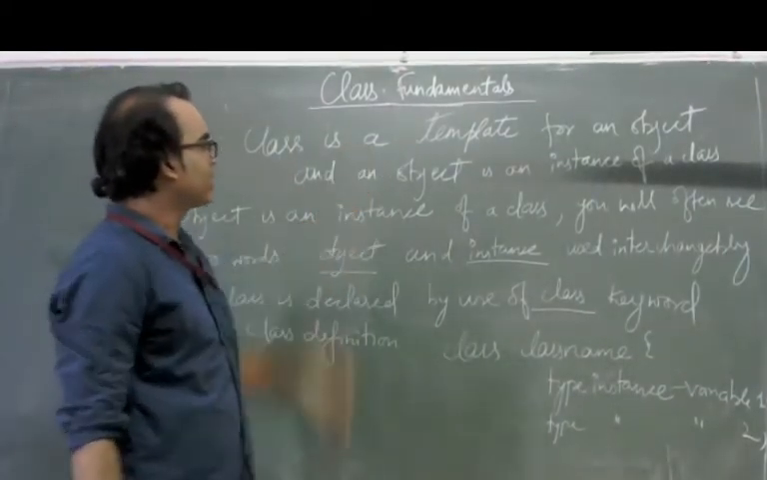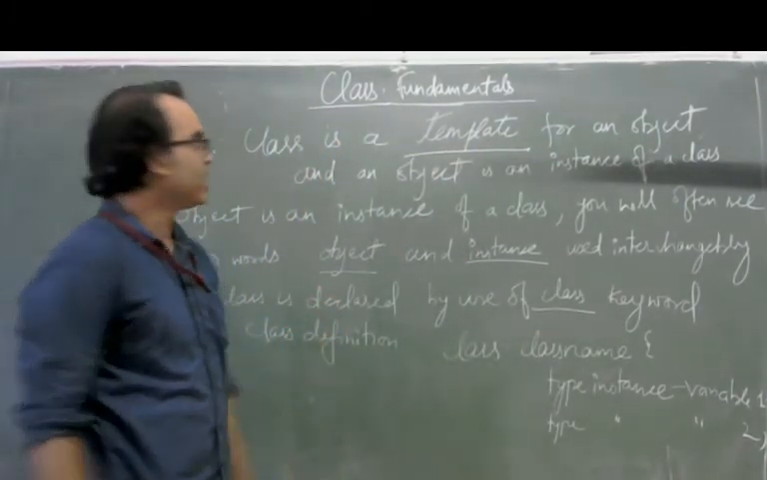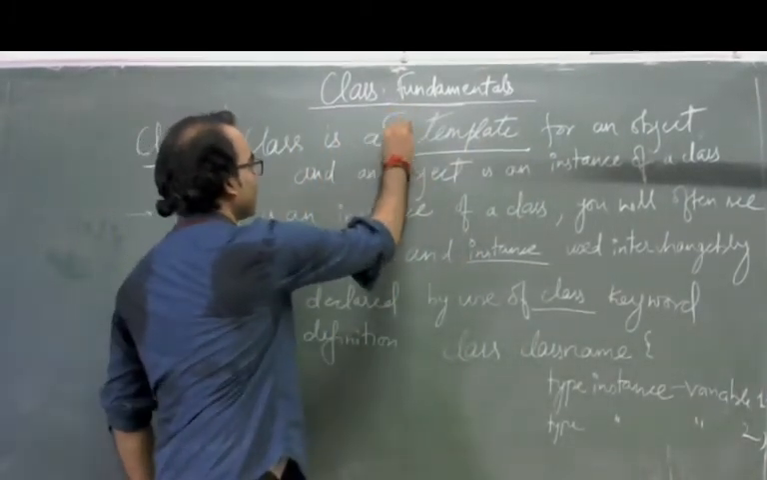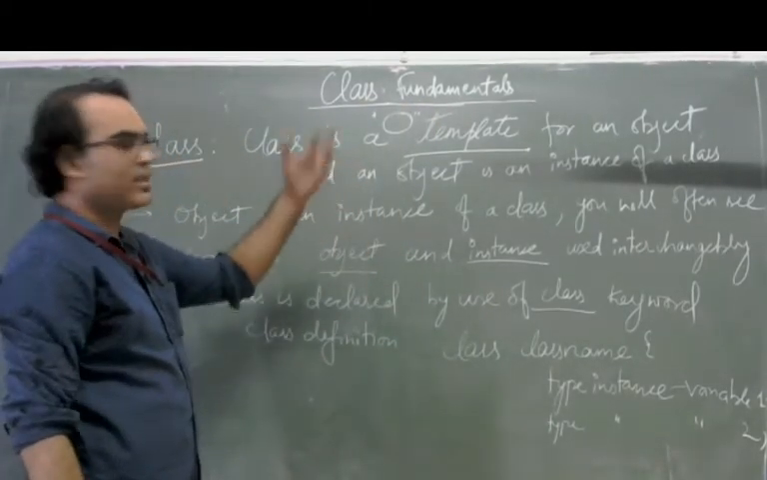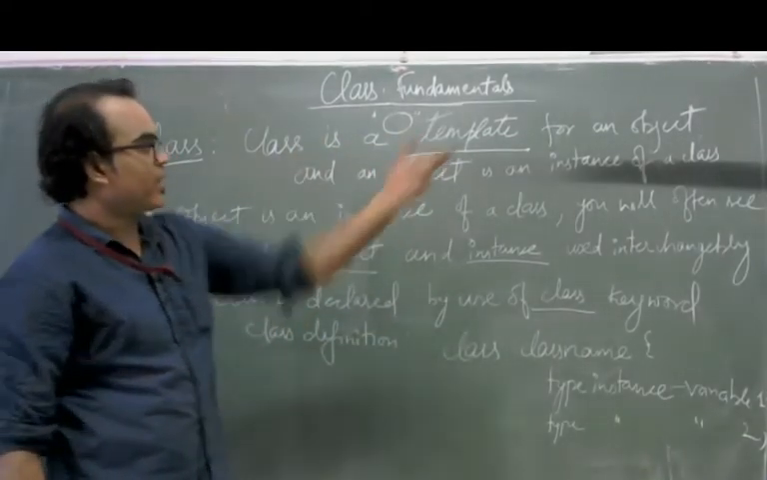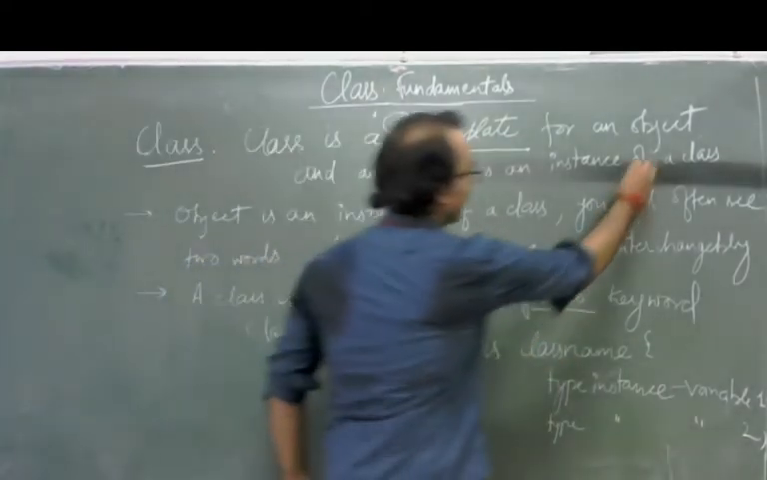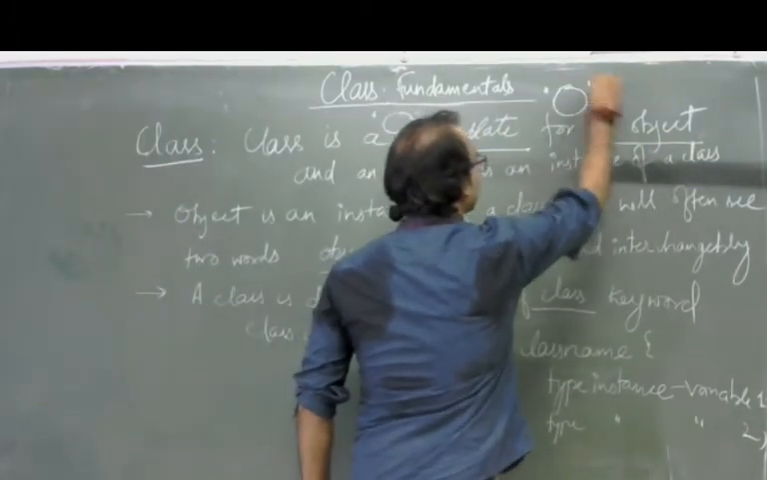Here we have written, class is a template. And what is the meaning of template? A template is like this circle. This circle can be a template and we can improvise some different objects out there. Class is a template for an object. Understand here how I am improvising some different faces in this.